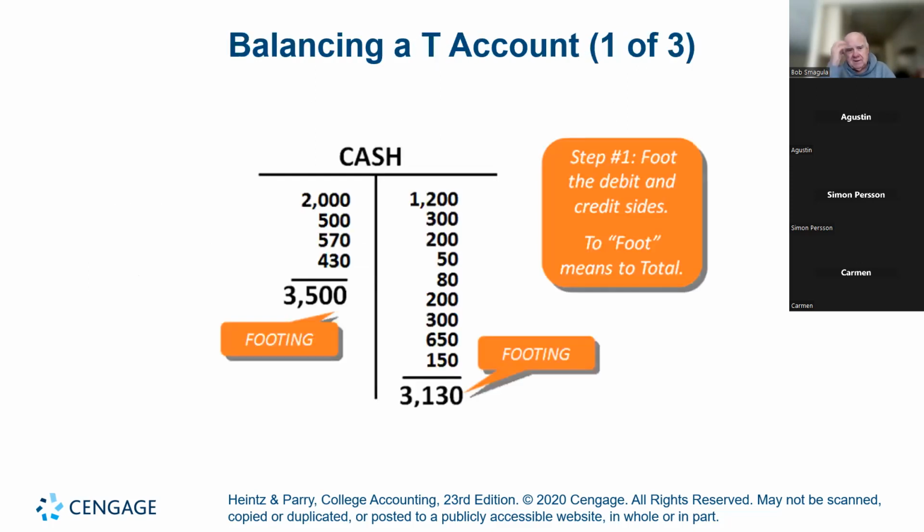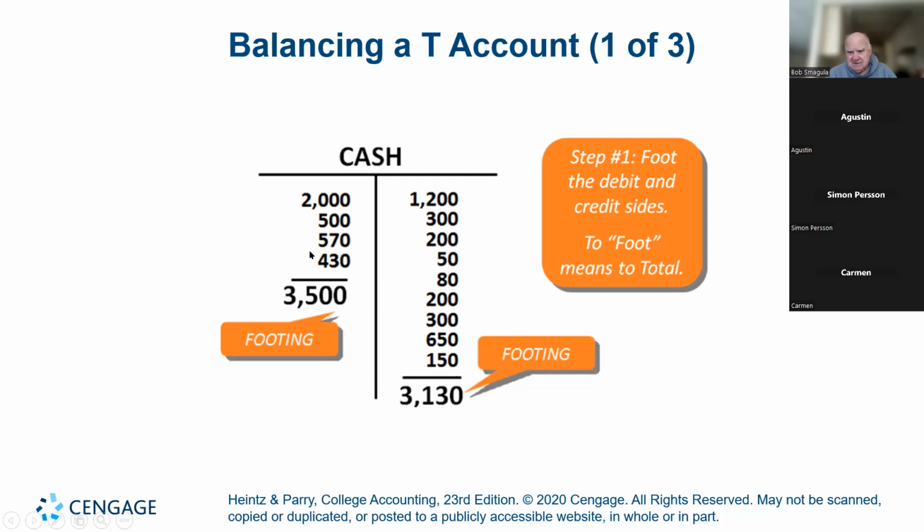Putting and balancing a T account. Here's cash, right? I'll give you a hint. Cash is an asset. Assets go up on the debit side. Cash is an asset. So here, they had an inflow, if you will, of cash. Cash went up 2,000, cash went up 500, 570, 430. And then during the month, they also spent money. They spent 1,200, 300, 200, etc.